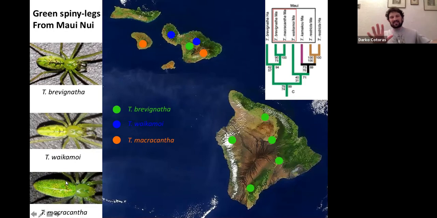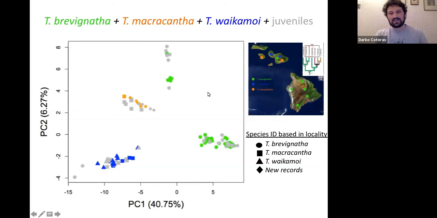Okay, so that was the technical part. Let's go back to the biology. So remember, these are the species. Our question is, how do we reach this distribution? So the first analysis is a principal component analysis. Principal component analysis basically groups things by genetic similarity.